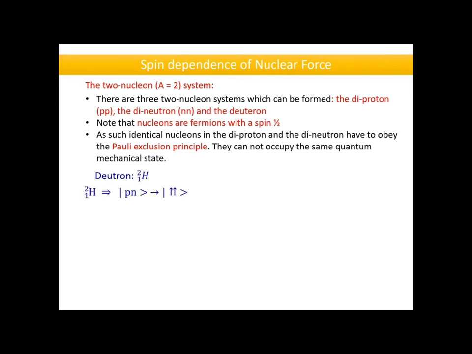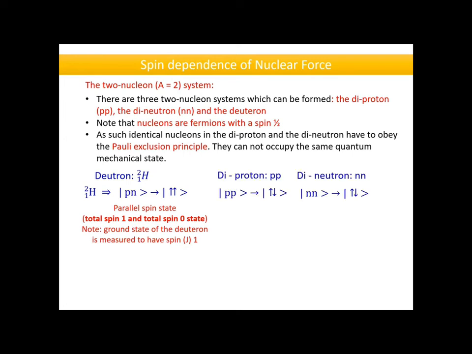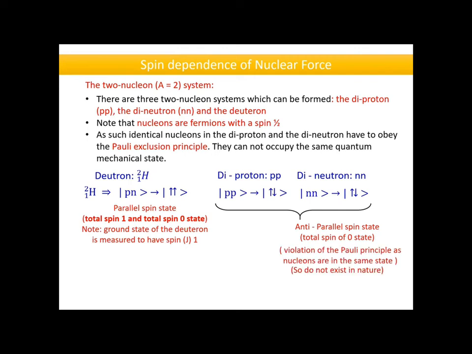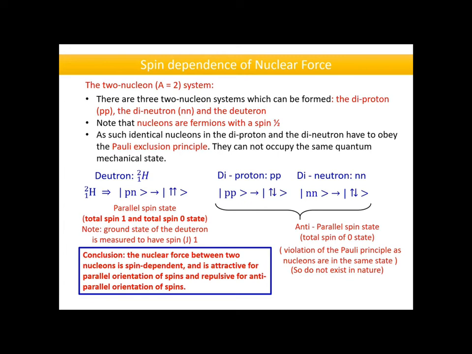Now deuteron has parallel spin state and can have total spin 1 and total spin 0 states. And the ground state of deuteron has nuclear spin 1, whereas diproton and dineutron would have antiparallel spin state and they violate Pauli's exclusion principle. So such systems do not exist. Therefore, we conclude that the nuclear forces are spin dependent and are attractive in nature for parallel spin but repulsive in nature for antiparallel spin.